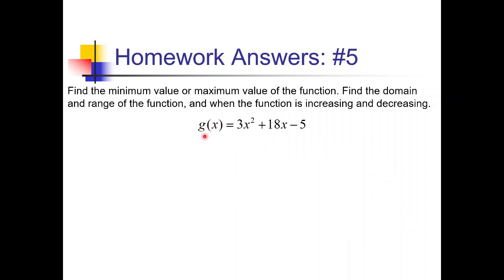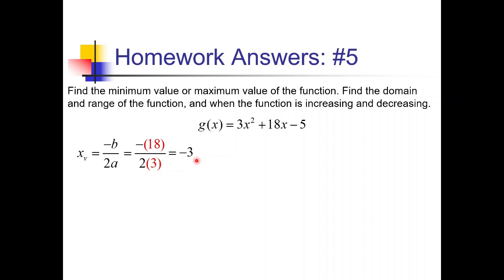To analyze the g function here, figuring out min, max, domain, and all that other stuff, we're going to start by getting the vertex. This is in standard form, and we're going to need that vertex formula, negative b over 2a, to get the x value of the vertex. So that's going to be negative 18 over 2 times 3. Negative 18 over 6 is going to give us negative 3.